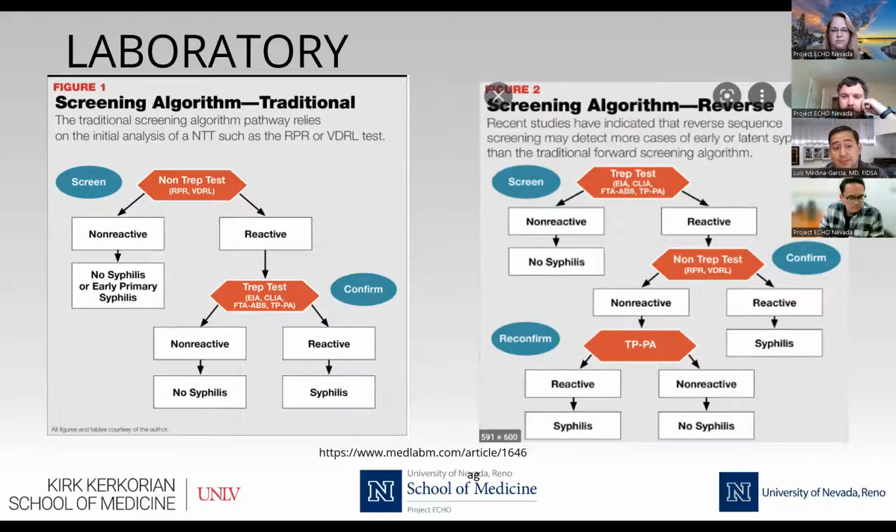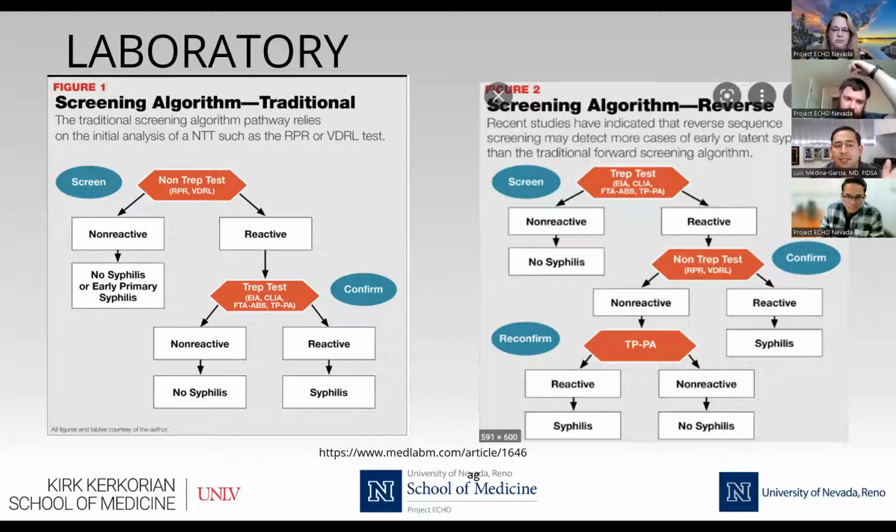You have a confirmatory test with a treponemal test. And if that confirmatory test was positive, you said that this patient had syphilis. And if it was negative, you essentially said they didn't have syphilis. Why is that? Well, because there are some conditions that can cause you to have a false positive syphilis test on the non-treponemal side. And so circa 2010, 2015, the CDC asked us to do a reverse screening algorithm.